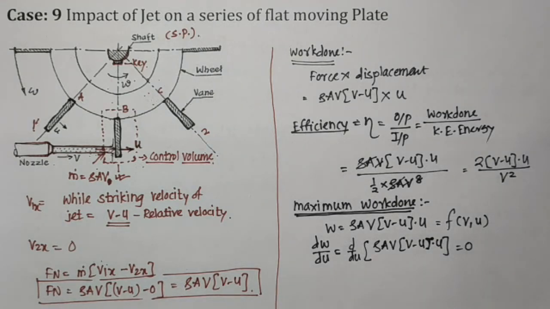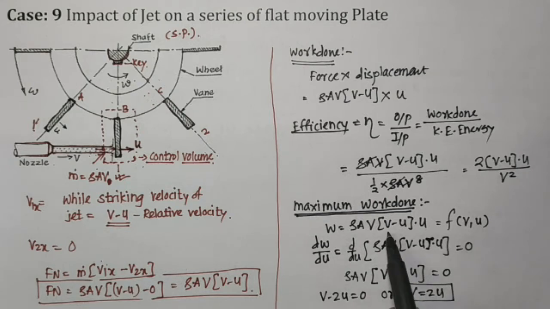Taking the derivative, these three are constant, so we will try to derive that equation like this. The derivative of u into v is v, since v is constant in the bracket. U into u becomes u square, and its derivative is 2u, equal to 0. If we take rho a on the right hand side, it will be v minus 2u is equal to 0, or v is equal to 2u. This will be the condition where we get maximum work done.